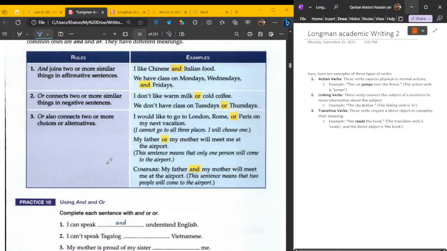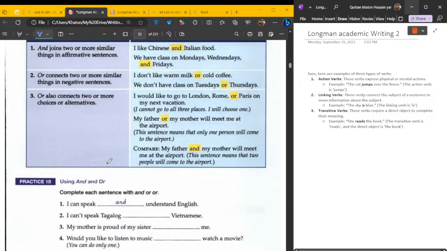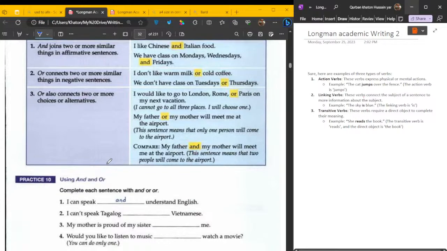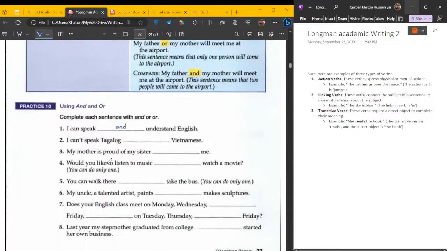My father or my mother will meet me at the airport. Both of them are not coming. One of them will come. Compare: my father and my mother will meet me at the airport. This means that both my parents are coming to the airport. Okay, so I can speak and understand English. I can't speak Tagalog or Vietnamese.